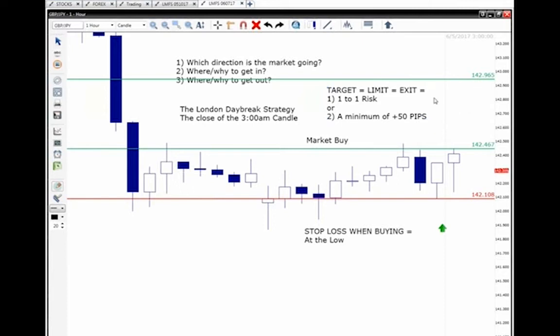So that means our target is going to be 50 right here. I'm going to show you how to go after 50. I believe in Josh's video, he's going to show you how to go after more than those 50 pips by moving your stop loss up. So we have our entry, we have our stop loss set, we have our target. Let's go ahead and see what ends up happening on this trade.